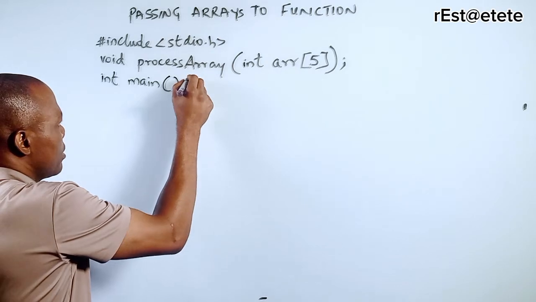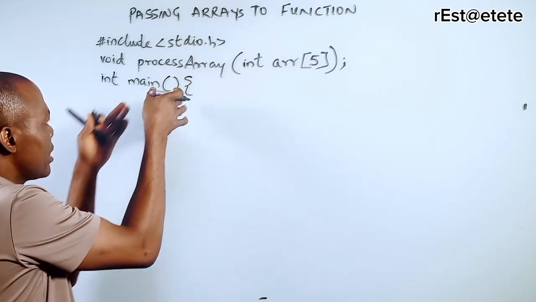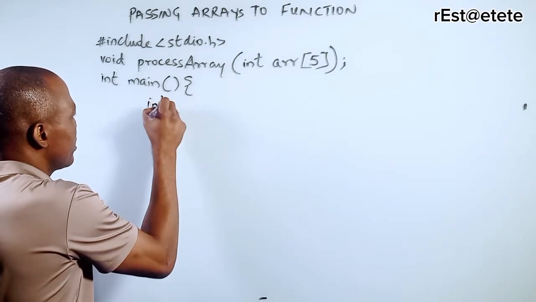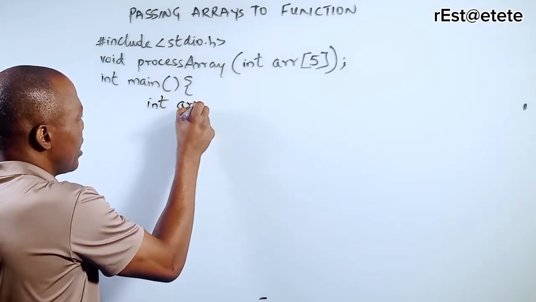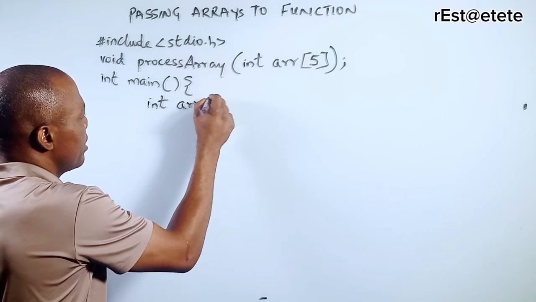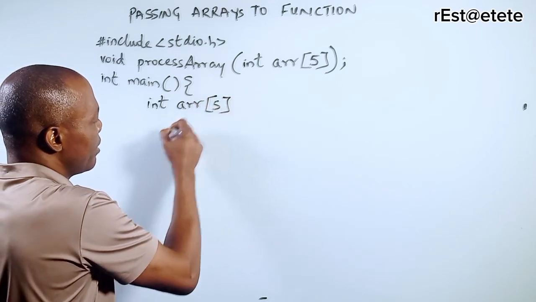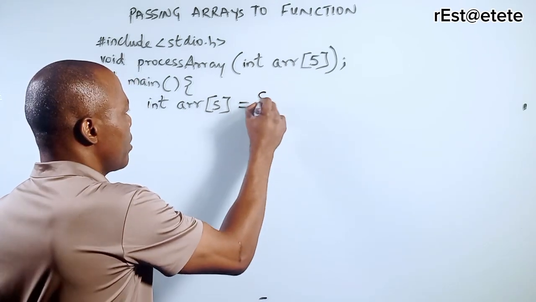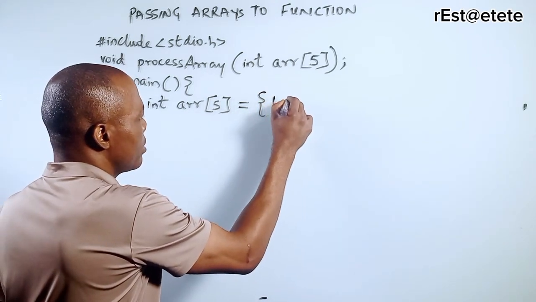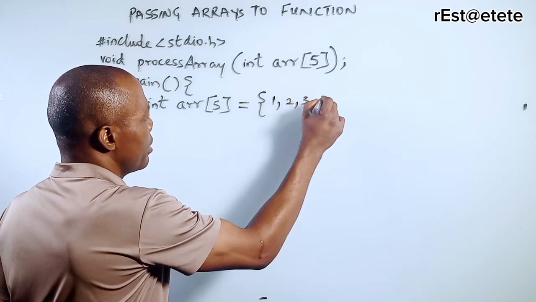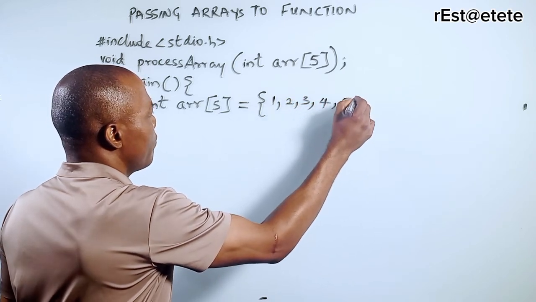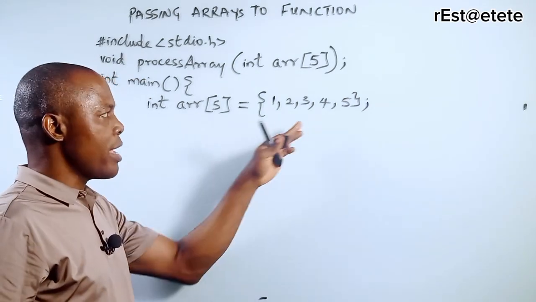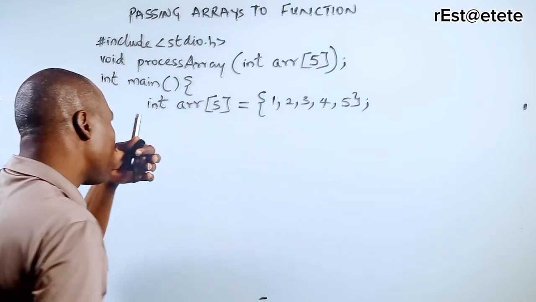I have taught you this extensively. So inside this, my main function, now I'm going to declare my array. So I'll say int array. I will call it ARR. Then 5, which is 5 elements. I'm going to initialize it at compile time. So I'll say 1, 2, 3, 4, 5. So that is my declaration of the array and initializing it at compile time.